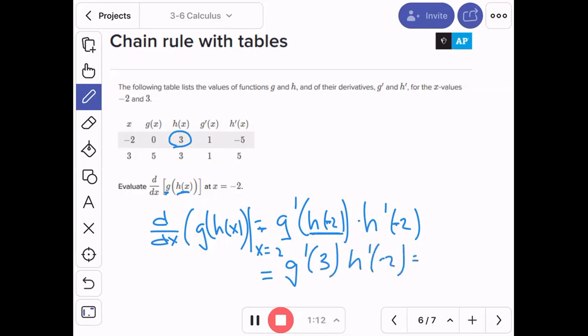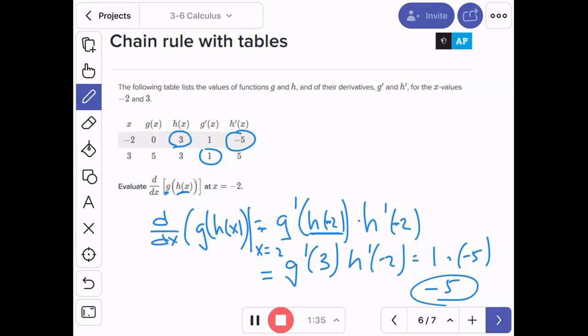Now let's go and get derivative values. g prime of 3, well, that's 1. h prime of -2, that's -5. So I get -5. That would be my solution. I have no idea what the functions are, but I can figure out what the derivative is at -2 using a table of values. Very similar to what we just did recently on a quiz.